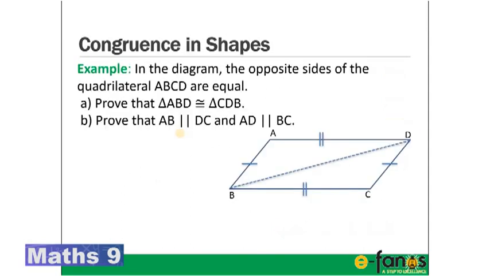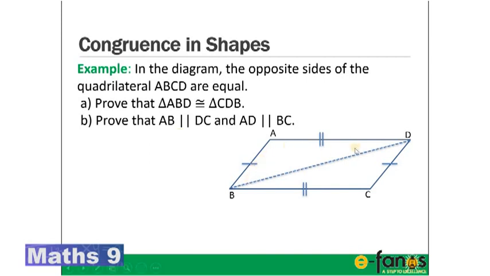Example: in the diagram, the opposite sides of the quadrilateral ABCD are equal. Prove that triangle ABD is congruent to triangle CDB. Prove that AB is parallel to DC and AD is parallel to BC.